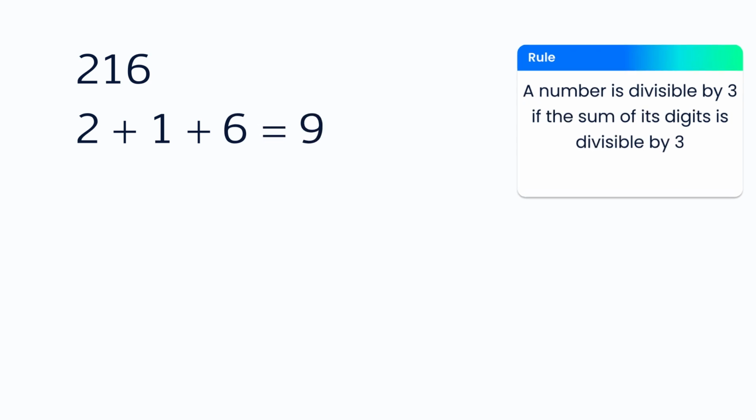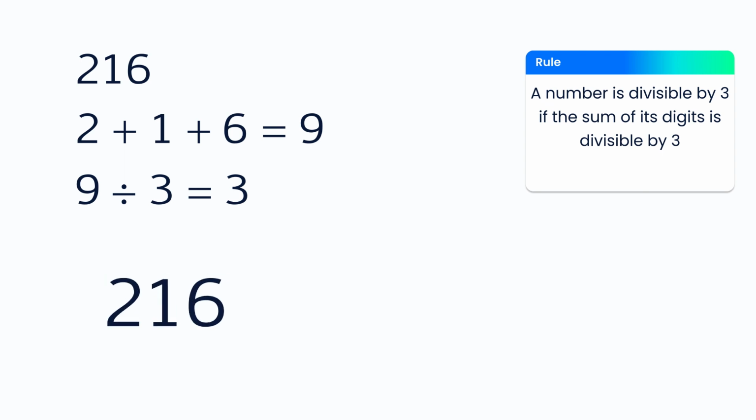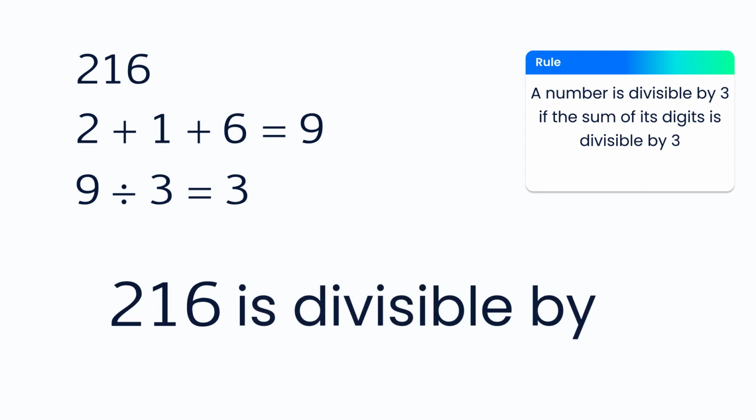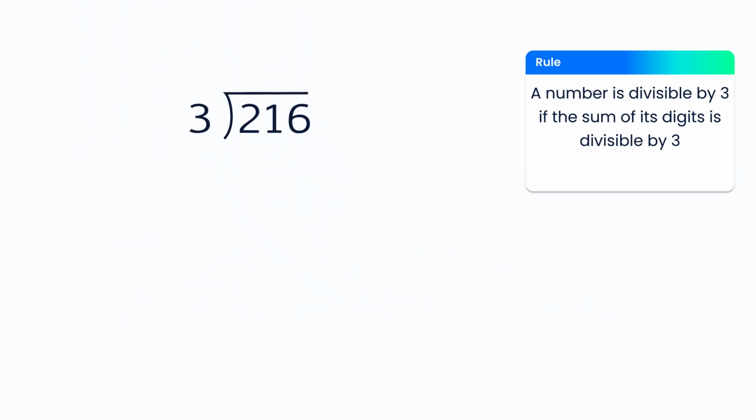The divisibility rule for 3 states that a number is divisible by 3 if the sum of its digits is divisible by 3. Is 9 divisible by 3? Yes, 9 divided by 3 equals 3. There is no remainder, therefore 216 is divisible by 3. Let's use long division just to check that this is correct.